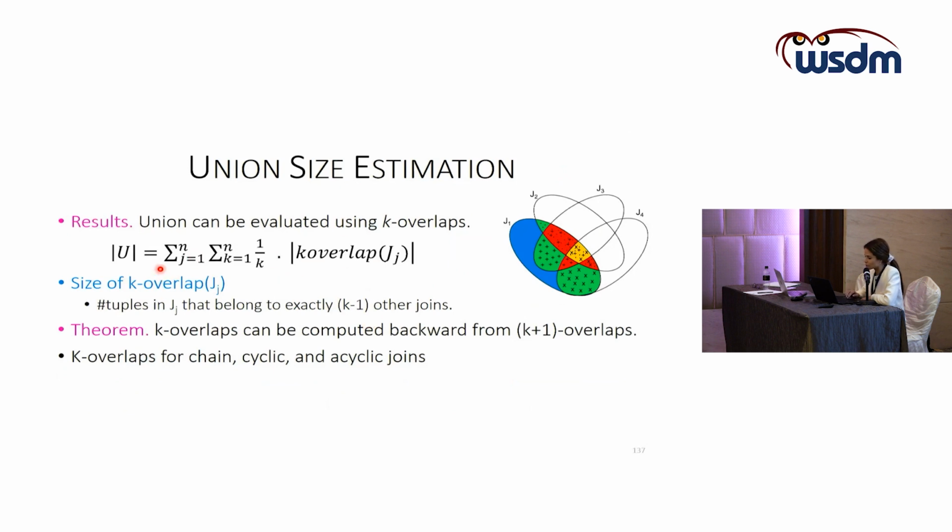So it turned out that the size of SAT union can be estimated using the smaller unit statistics called K-overlap. The K-overlap of a specific join is the number of tuples in that join that overlap with exactly k minus one other joins. For example, if I consider join path 1, the 2 overlap area for this J1 is going to be the green area. The tuples in the green areas overlap with exactly one other join. And it turned out that we can show the K overlap can be computed backward from K plus 1 overlaps. And in our paper, we have a way of computing these K overlaps for all types of joins, including chain, cyclic, and acyclic joins.